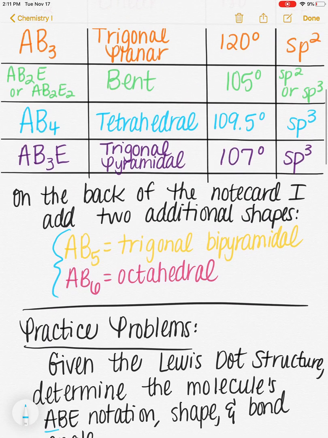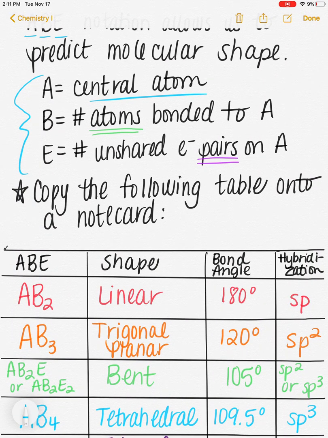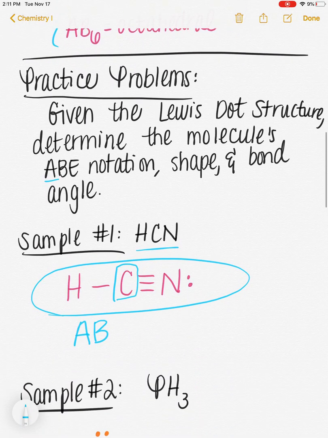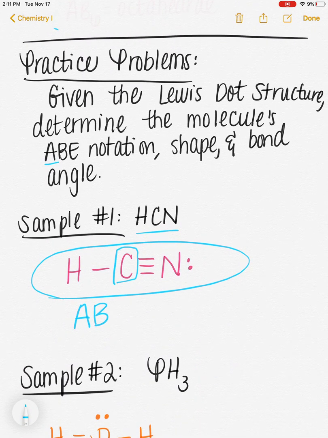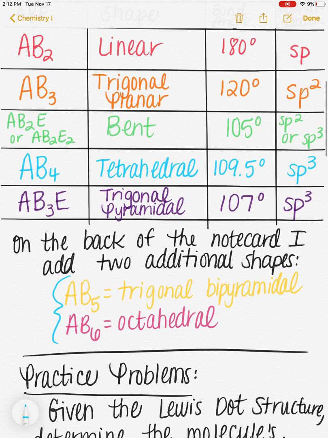Next, we're going to write a B. And B, as our note said, is supposed to tell us the number of atoms that are bonded to A. So if I look at carbon, we have a hydrogen and a nitrogen atom bonded to it. So that is AB2 because there's 2 atoms bonded to the central atom of carbon. Now E is supposed to stand for unshared electron pairs on carbon. And if I take a look at carbon, there are no dots on carbon, so there's no E in the structure. All right, so my ABE notation for HCN is AB2.